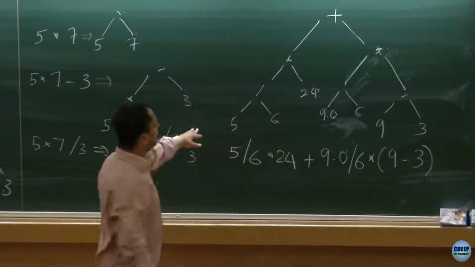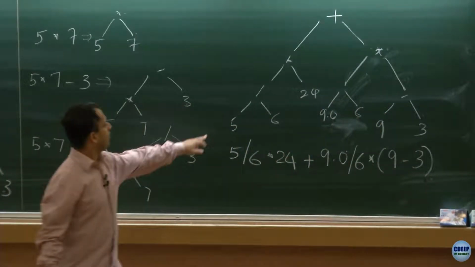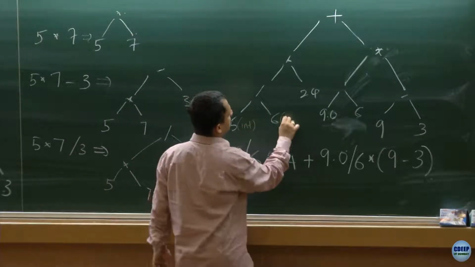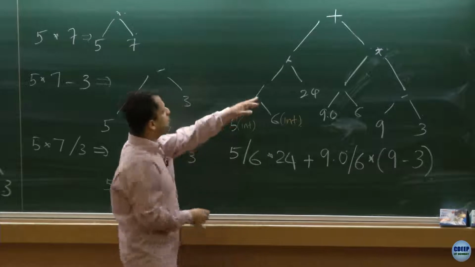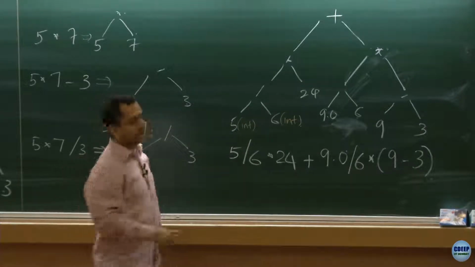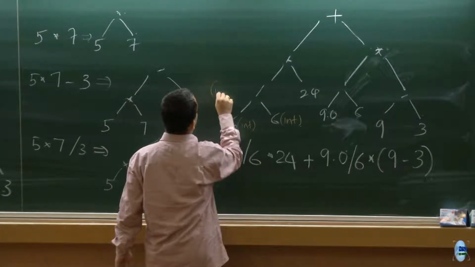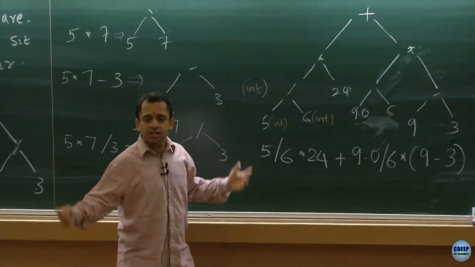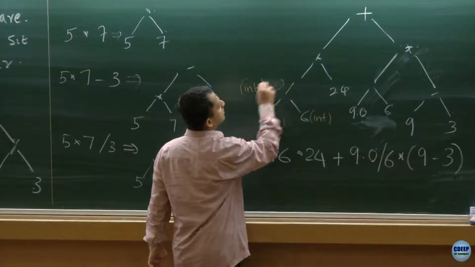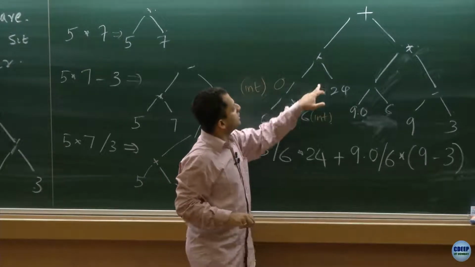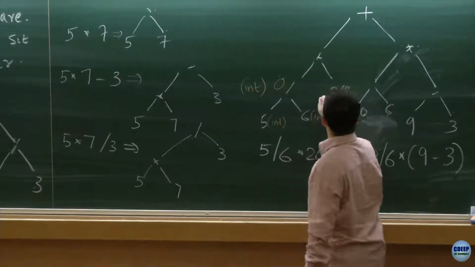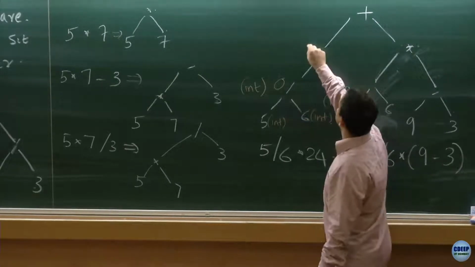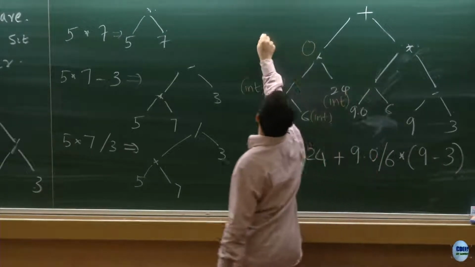Now let's write down the types. 5 is an int, 6 is an int. So what should be the result of division? Int. So what will be 5 divided by 6 as an int? 0. Then 0 is multiplied by an int 24. What is that? 0 again.